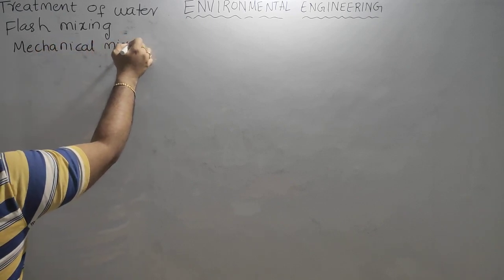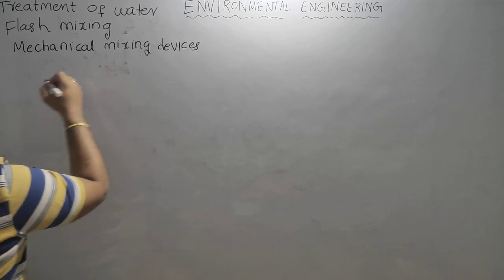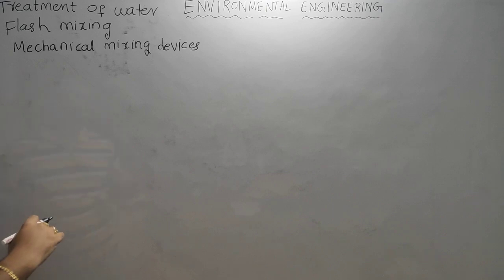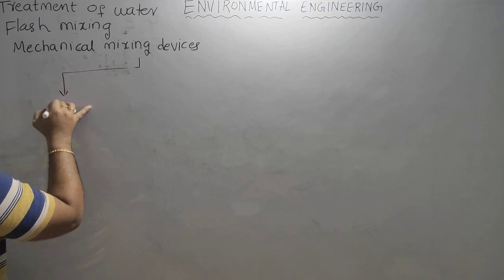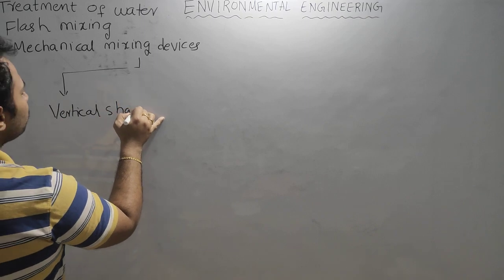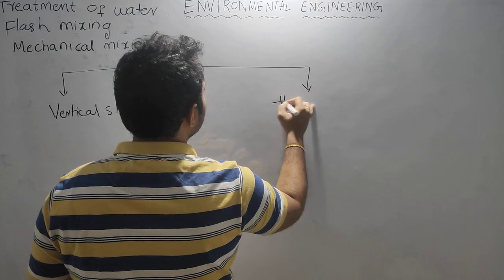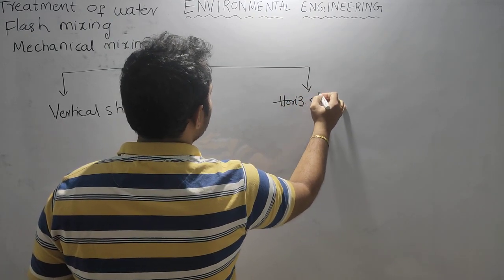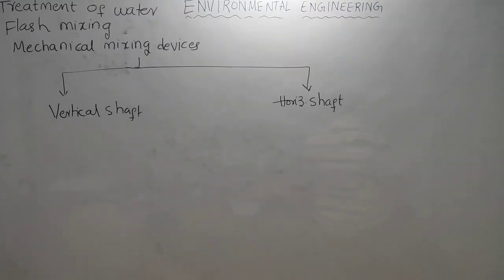Mechanical mixing devices. There are two types of mechanical mixing devices. Again, here also vertical shaft and horizontal shaft. Vertical shaft and horizontal shaft.